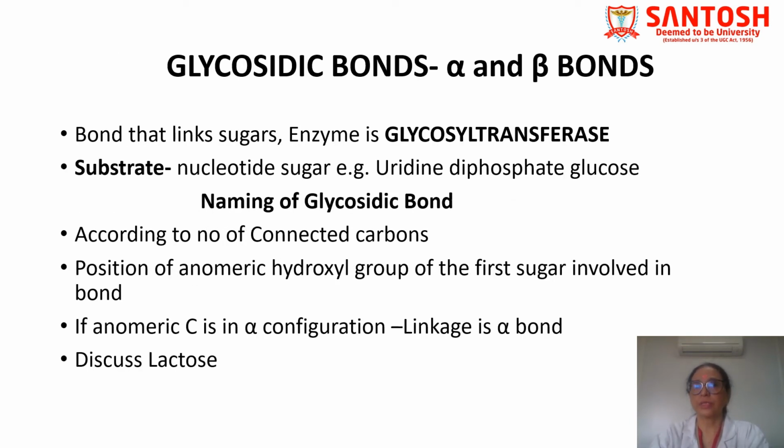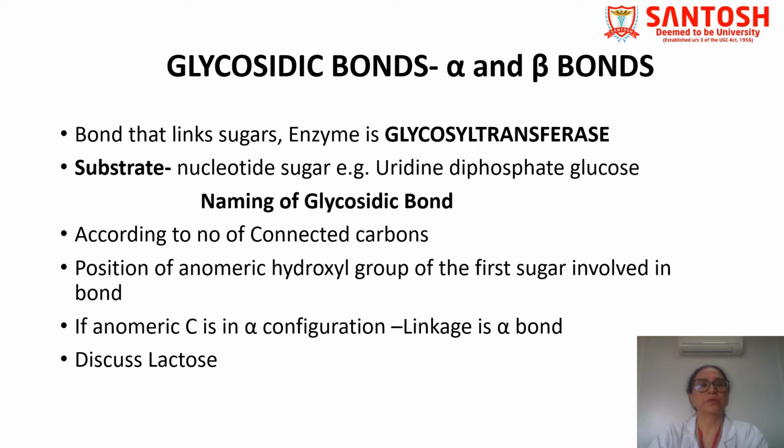Now coming to the glycosidic bonds, there are two types of bond, alpha and beta bonds. We have already discussed that. Bonds that link sugars are known as glycosidic bonds. We have two types of glycosidic bonds according to the number of connected carbons and the position of the anomeric hydroxyl group of the first sugar involved in the bond. If the anomeric carbon is in the alpha configuration, the linkage is an alpha bond.